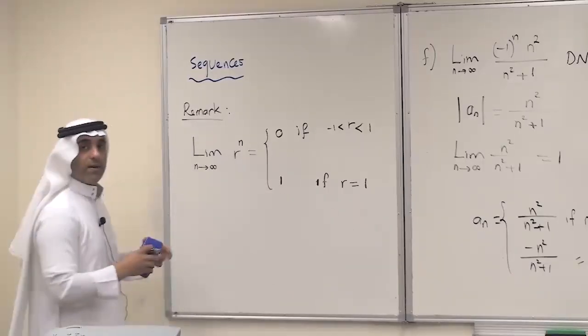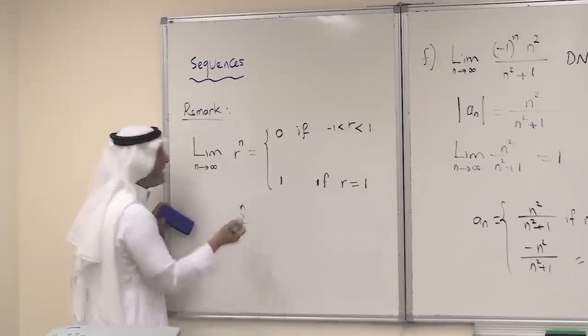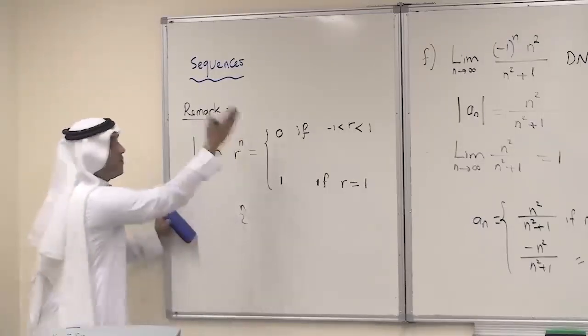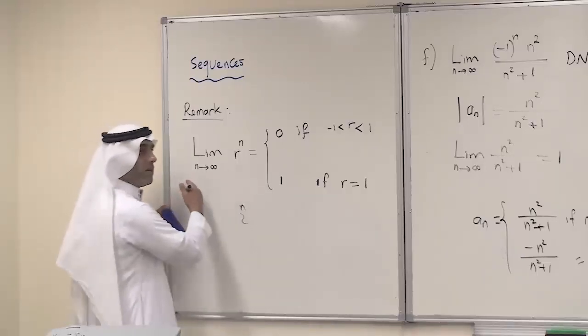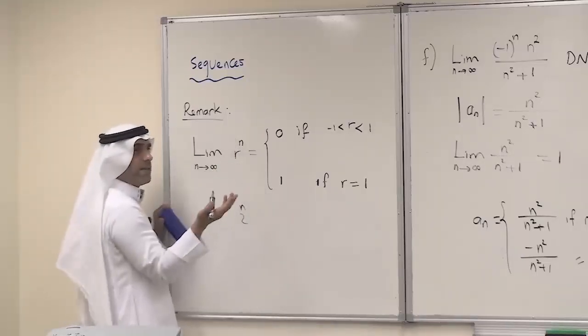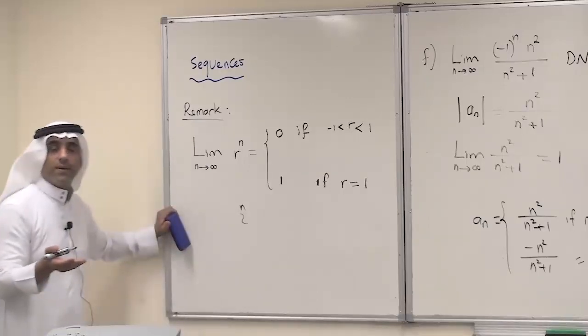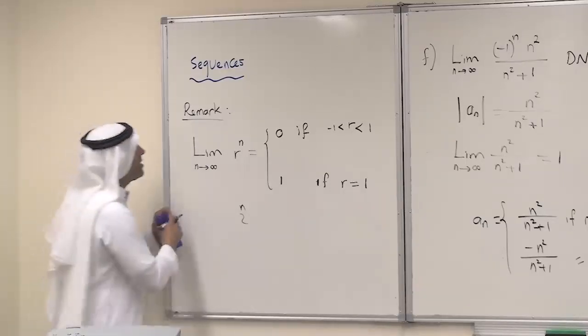If r is greater than 1, take an example, 2 to the power n. What happens as n goes to infinity? This goes to infinity, so it is divergent. If r is less than -1, for example -2 to the power n, it is also a divergent sequence. So what is the conclusion now?